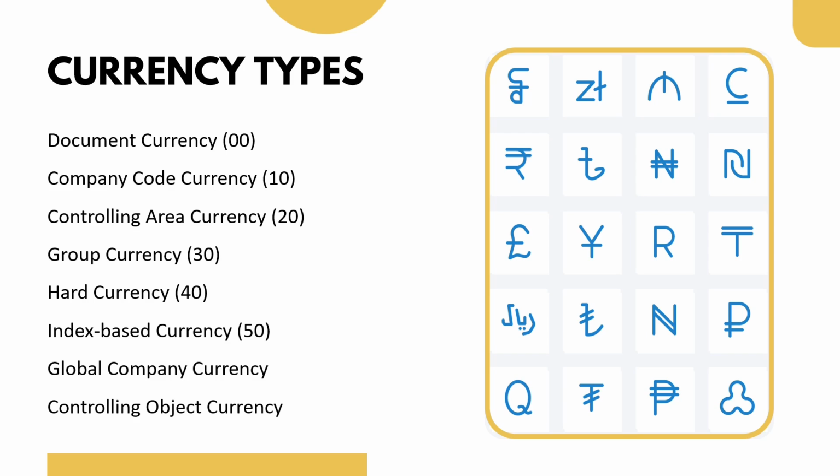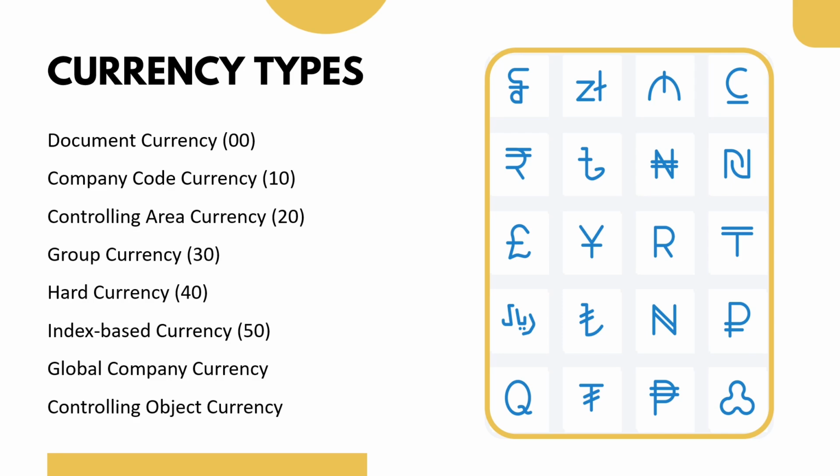Now, the hard currency is defined in the transaction OY01, and the index-based currency is also defined in OY01. We have an option of having more than one currency type for the countries which have high inflation. That's it.